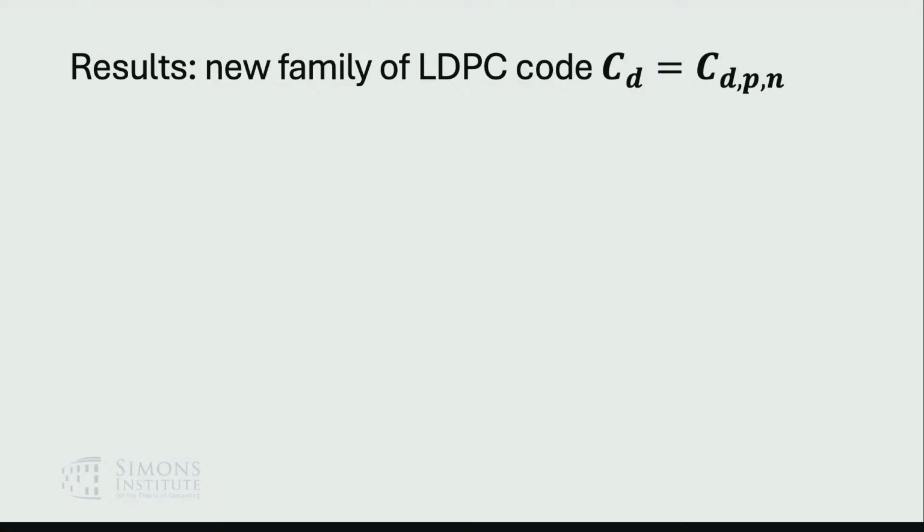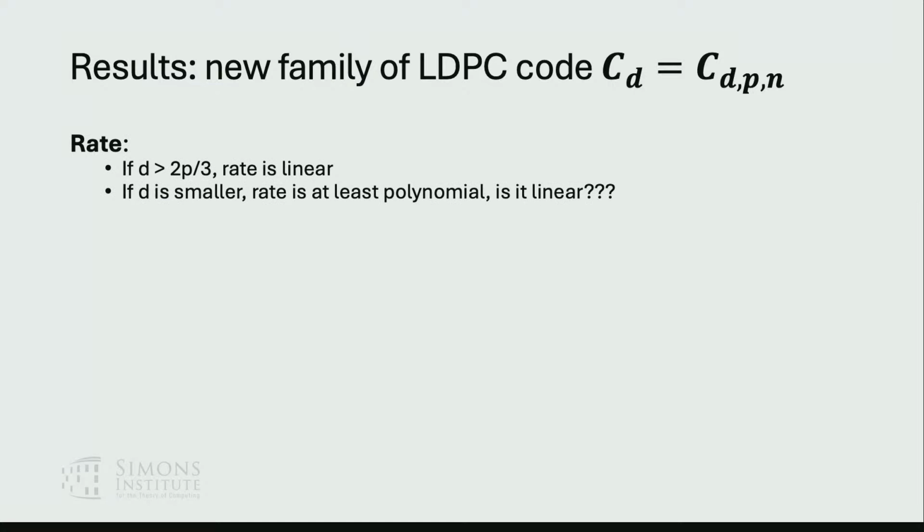So what do we have? We have a new family of LDPC codes. I'm highlighting the degree restriction, but really it depends on D and P and N. Depends really even maybe on the irreducible polynomial, I don't know. If the degree we choose is bigger than 2/3 times the field size, we get linear rate. We saw that. If the degree is smaller, we still get something, right?